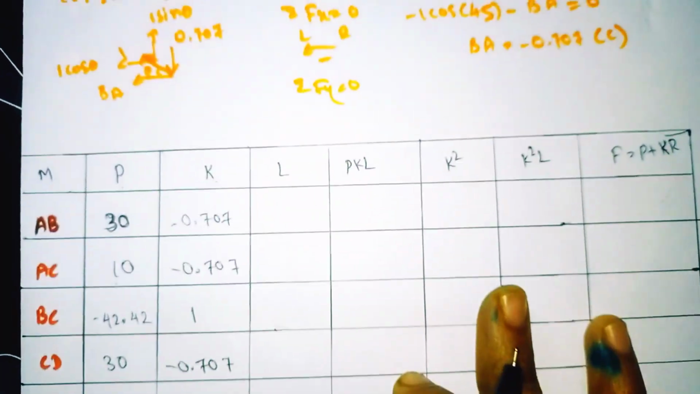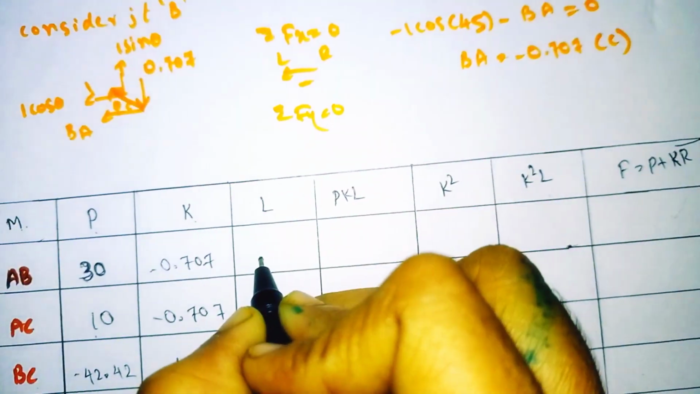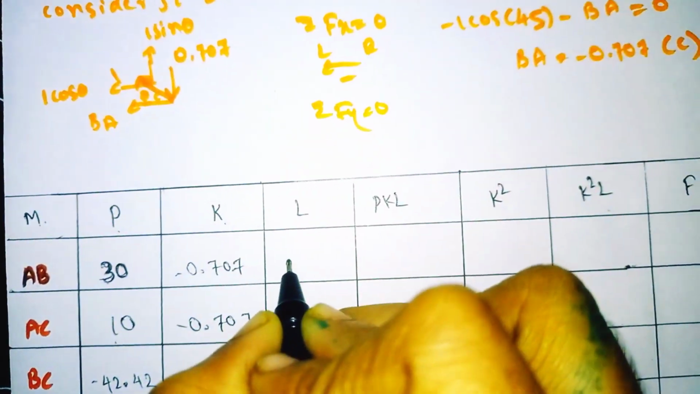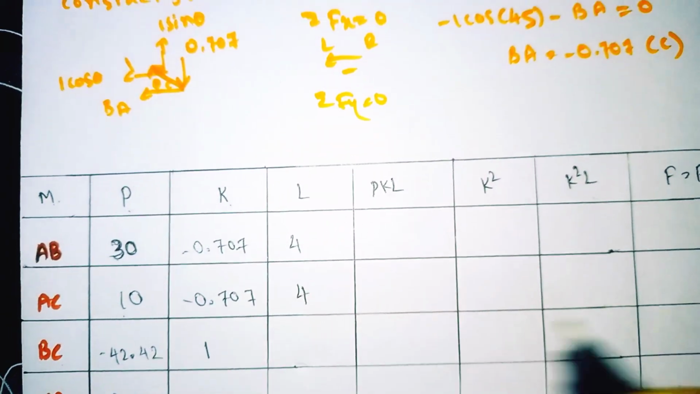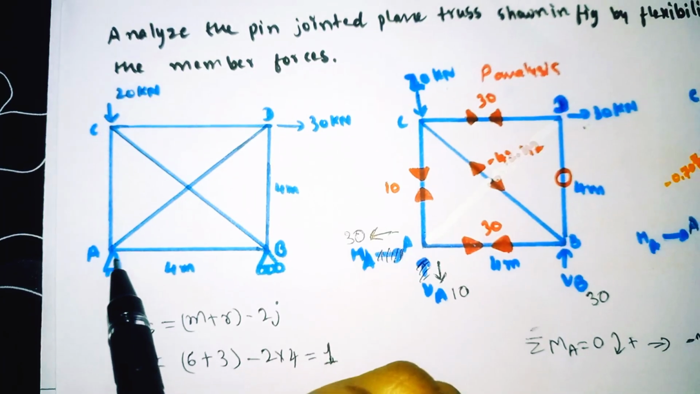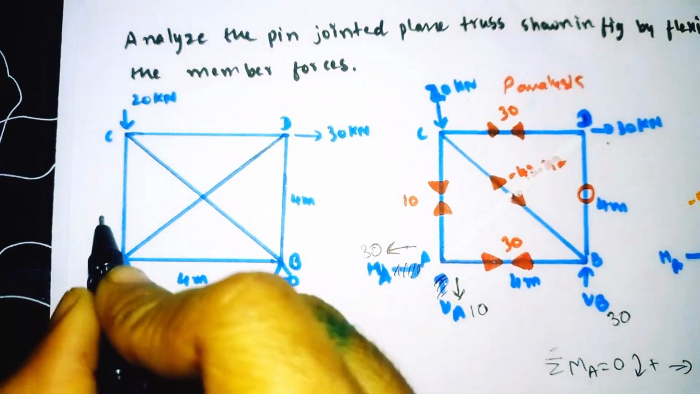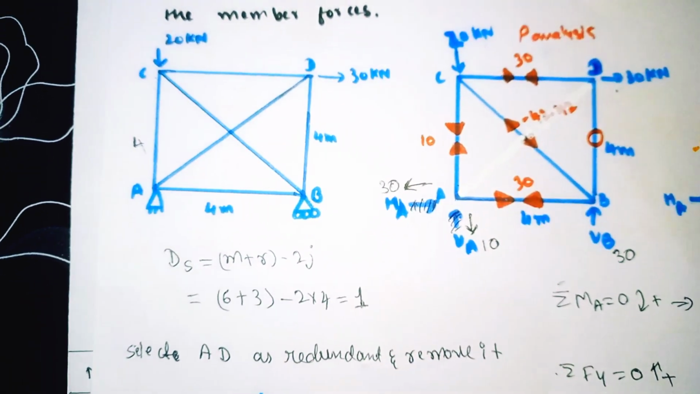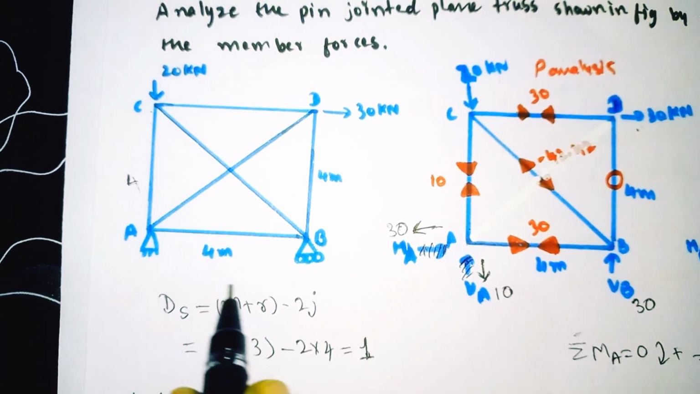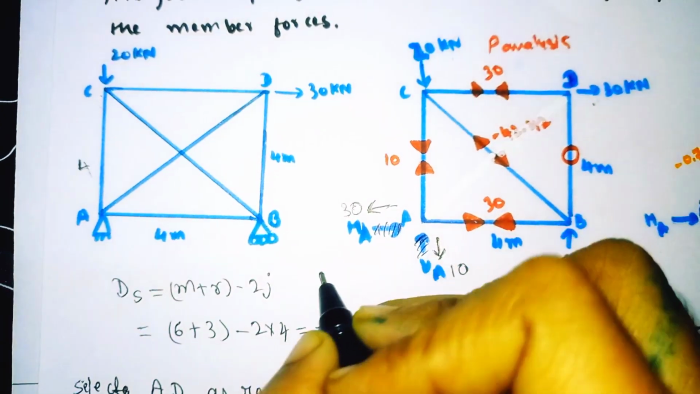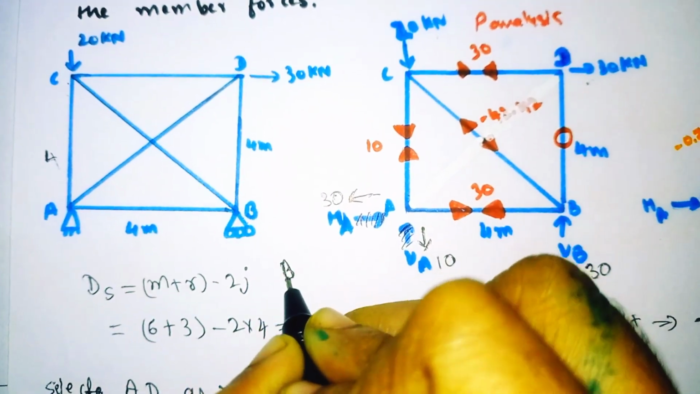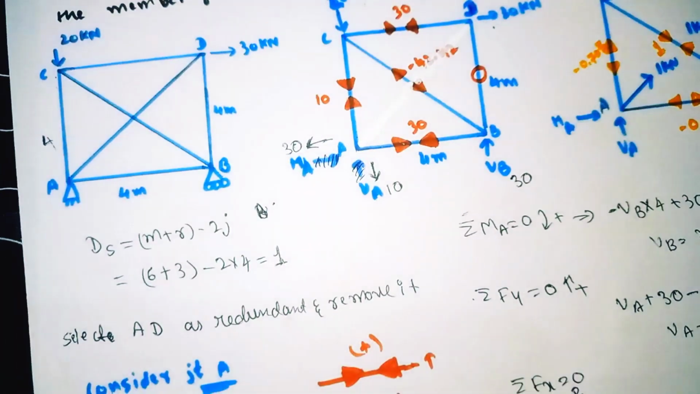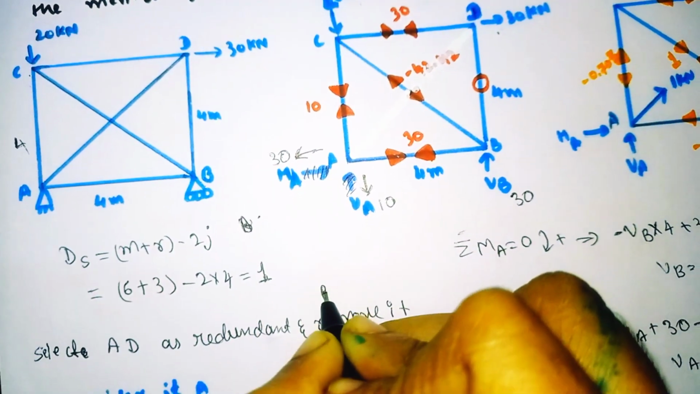AD value is 1. Similarly, the length of AB is 4 meter, so all the lengths are 4 meter only. Length of AB is 4 meter, AC is 4 meter, and for BC, AB is 4 meter and AC is also 4 meter. To find the BC, there is one formula that you all know. Wait, I will show you here.